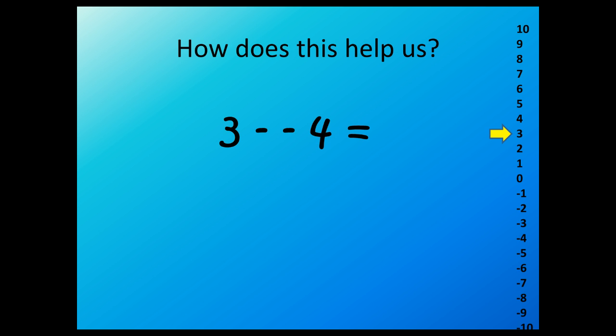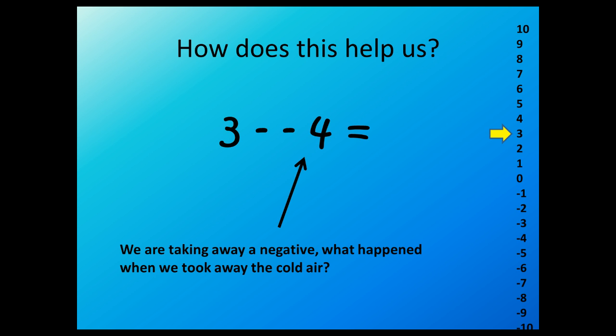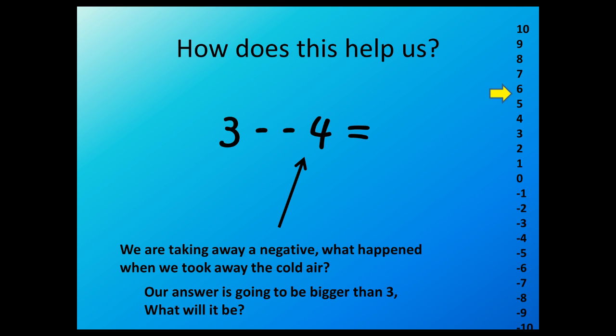So how does this help us do this? 3 take away minus 4. Well, we're taking away a negative. So what happened when we took away cold air? When we took away cold air, it got warmer. So it's going to be bigger than 3. But how much bigger than 3? Well, it's going to be 4 bigger than 3. Took away 4 degrees, so we're going to go up by the 4 degrees to give us 7. Now, bear with me for the moment because I'm going to give you a generalized rule at the end of this. But 3 take away minus 4 is 7. We're taking away the cold air, so it gets warmer.